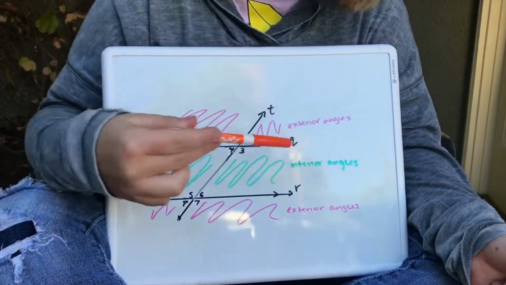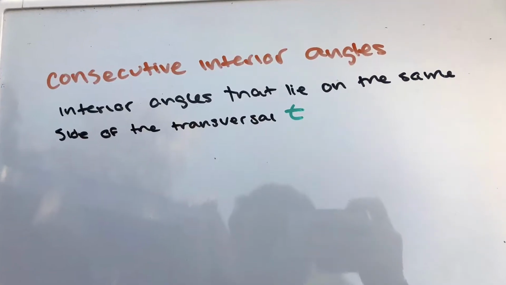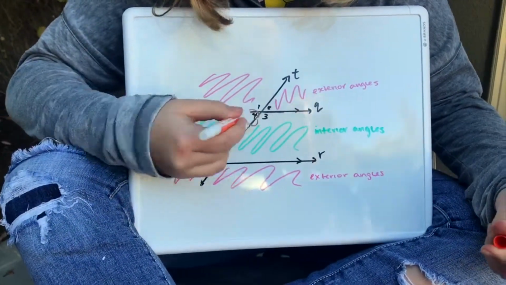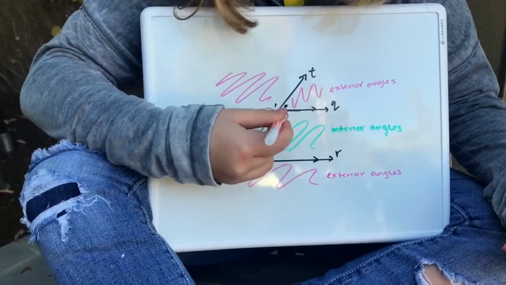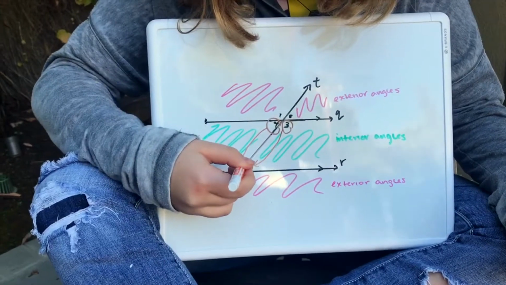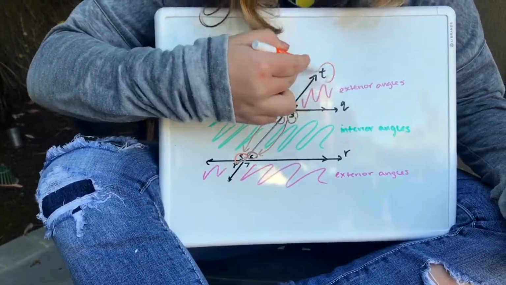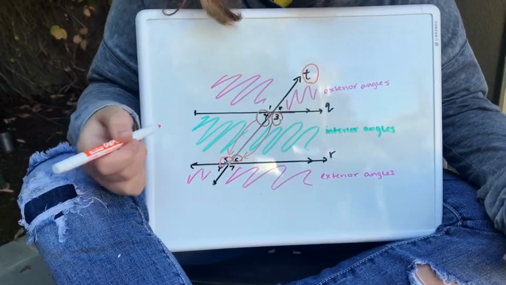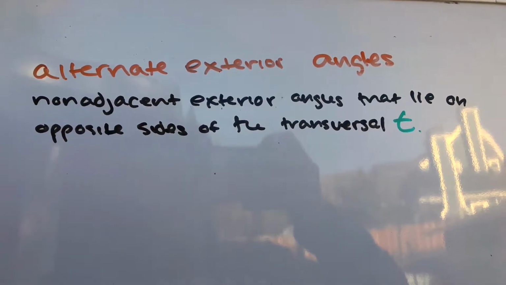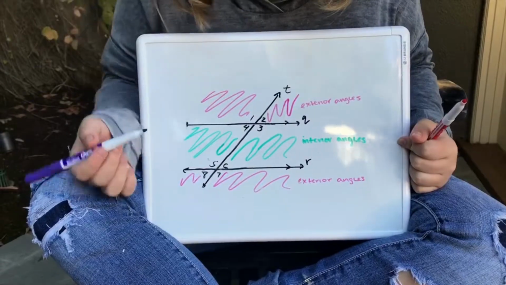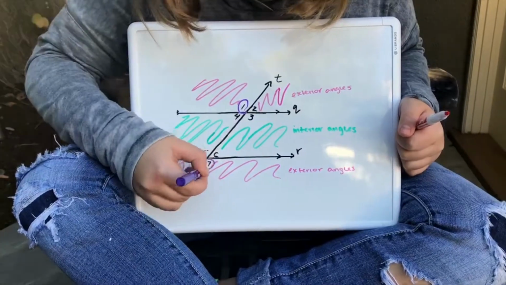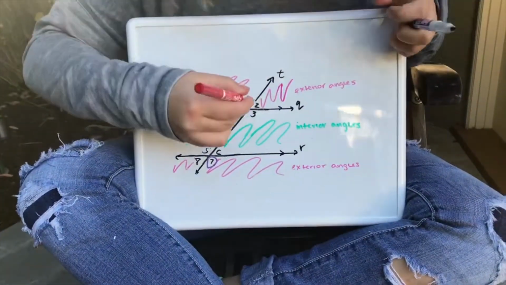Consecutive interior angles are interior angles that lie on the same side of transversal T. In this diagram, angles 4 and 5 are consecutive interior angles, and 3 and 6 are consecutive interior angles. In general, consecutive interior angles are always on the same side of the transversal, not separated by a line, and are in the interior. Alternate exterior angles are non-adjacent exterior angles that lie on opposite sides of transversal T. Alternate exterior angles in this diagram are 1 and 7, and then 2 and 8.